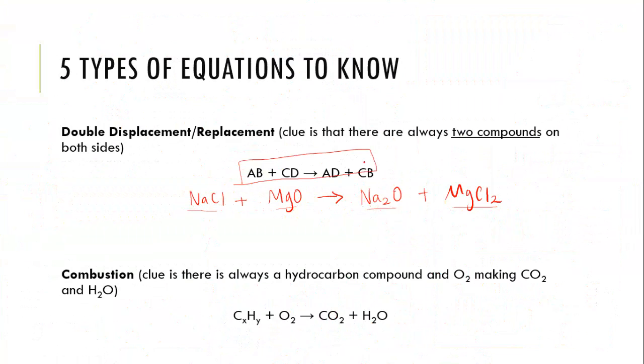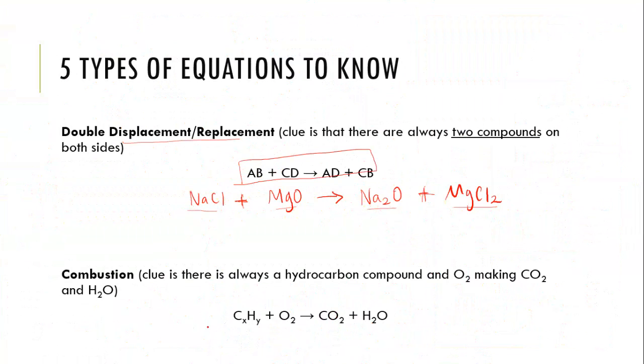It doesn't make one thing on the right. I see a plus sign. It doesn't have one thing on the left. I see a plus sign. So this is a double displacement or a double replacement. There's 2 words. You could use either one you want to. Okay, I'll have both in the answer choices for the test.